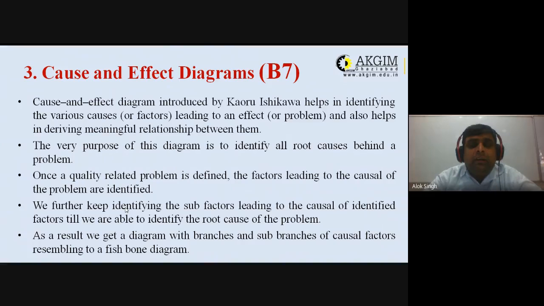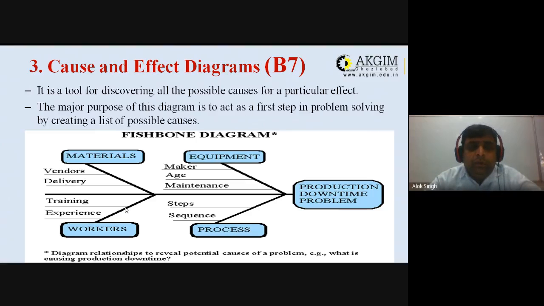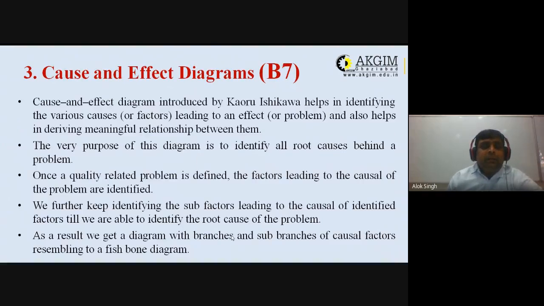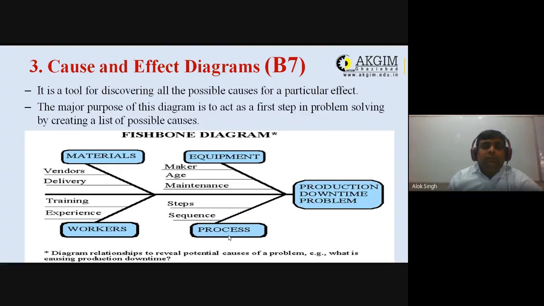Once a quality related problem is defined, the factors leading to the problem are identified. Here is an example, a diagram of relationships to reveal potential causes of a problem. The example is given for what is causing production downtime. So this is a fishbone diagram, or cause and effect diagram, or Ishikawa diagram. Because Kaoru Ishikawa discovered this diagram, that's why it is known as the Ishikawa diagram.